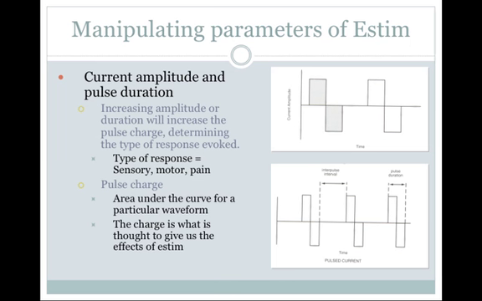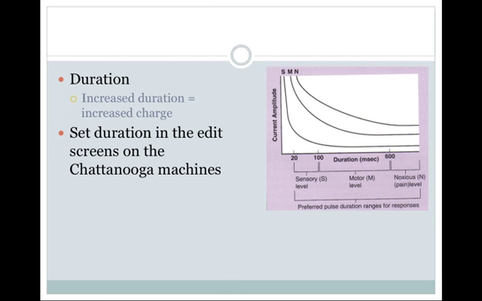All right. So if I increase the height of the shape, I increase the area. If I increase the width of the shape, I increase the area. And the nice thing on the machines is I can do both. So I can change my pulse duration, and then that will change what I have to turn the amplitude to get an effect. All right, so again, increasing the duration gives us an increased charge.